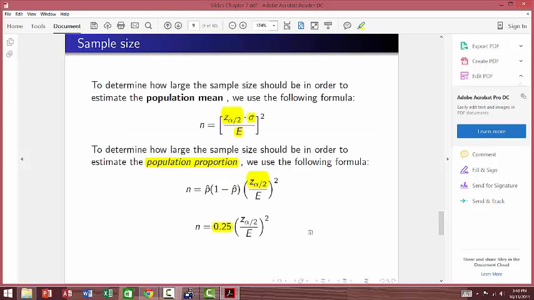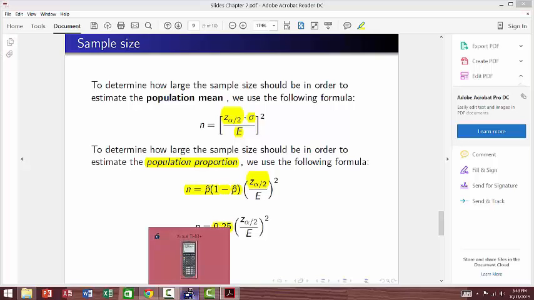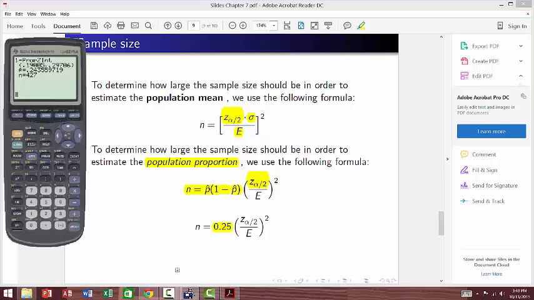Okay, so this is a proportion problem, so I have to use one of these formulas. I'm going to use the first formula here, this one. Why is that? Because I know what my p hat is. It's 0.2. So how would I plug this into my calculator? It would be 0.2 times 1 minus 0.2, which is actually 0.8, so you don't have to compute it like that. You can plug in 0.8 times, and I'm going to open parentheses here.